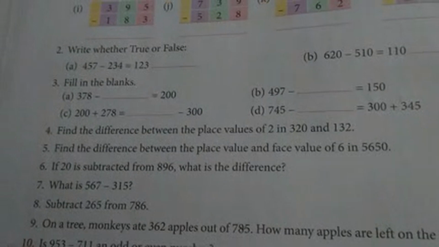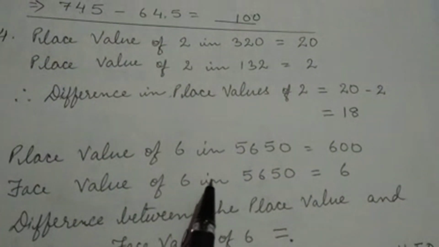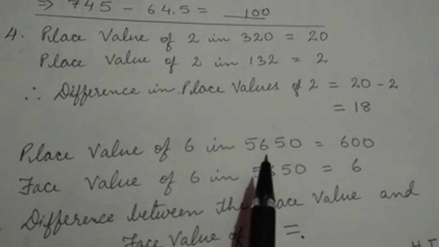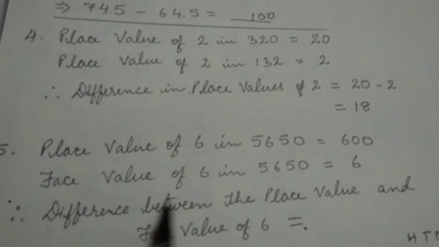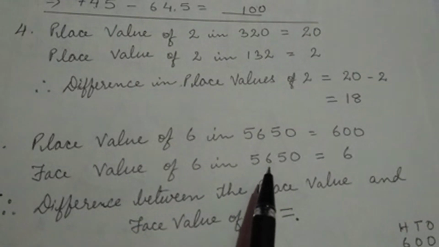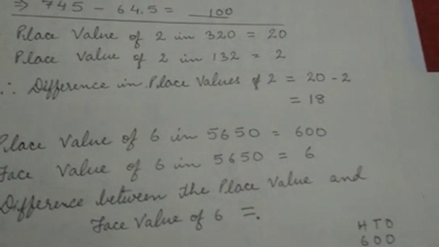Now another question is number 5. Find the difference between the place value and face value of 6 in 5650. So this is 6 here. Now the place value of 6 in 5650 is 600. You can see this is in hundreds place. So 600. The face value of 6 anywhere will be 6 only. Okay, so this is 6. So difference between the place value and face value means we have to subtract.